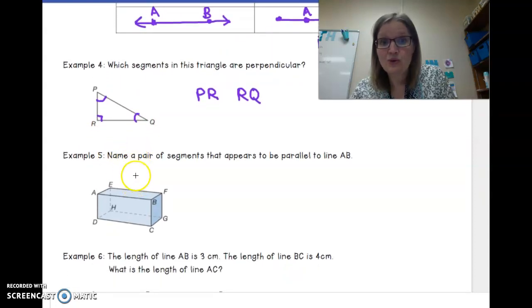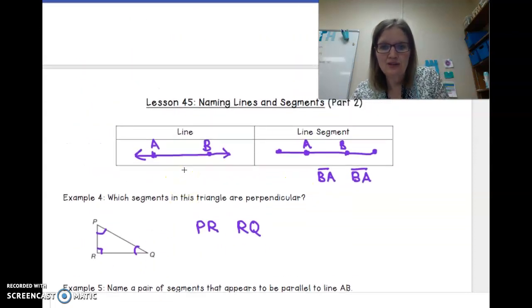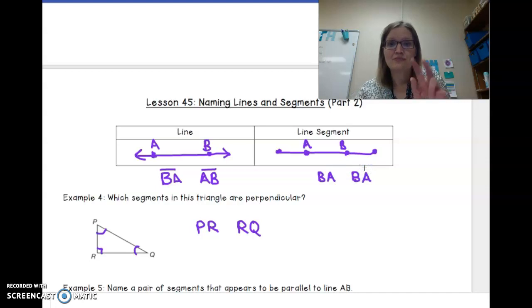Now they want us to work with naming a pair of segments that appear to be parallel to line AB. By the way, I'm not liking this up here, because if we wanted to write a line, we would write it like this, BA or AB, with the line indication. For a segment, I messed up here, it would just be the 2 letters. So remember that, okay?